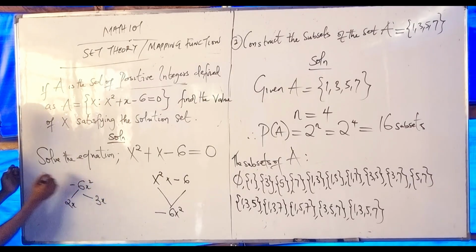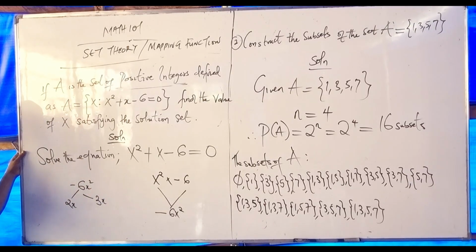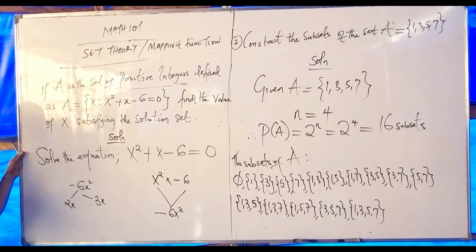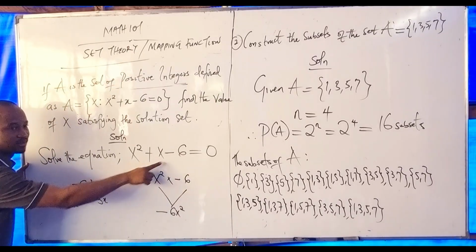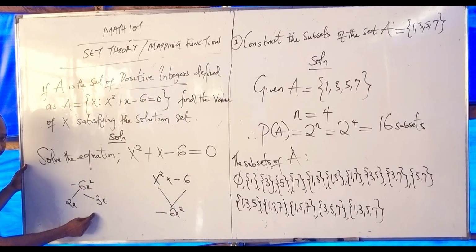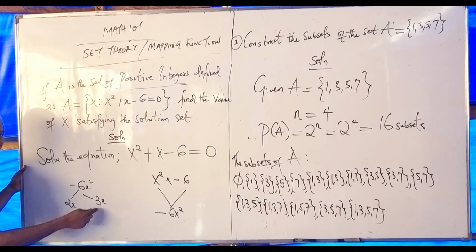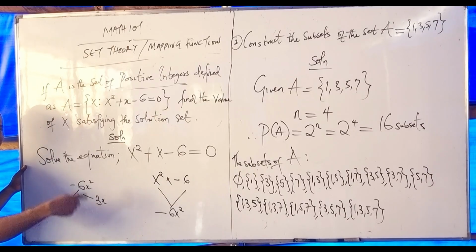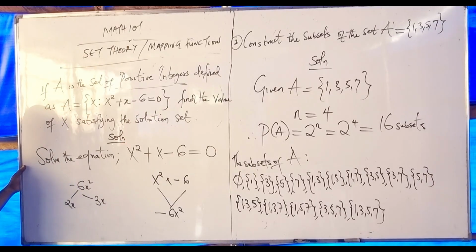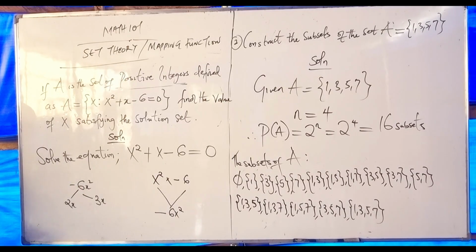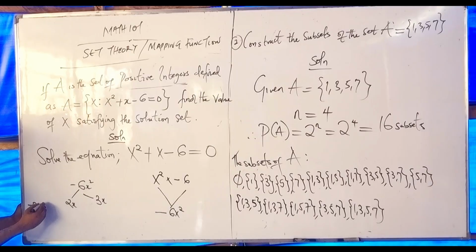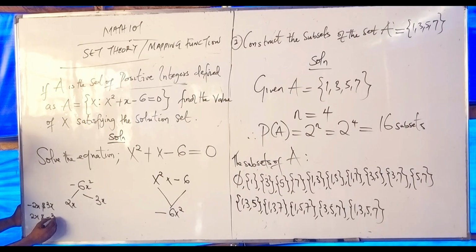Sorry, minus 6x squared. What is the condition here? We have to think of two numbers that when you multiply, will give you minus 6x squared. But when you add them, you have X. So how do you play along this? Will it be minus 2x plus 3x, or minus 3x plus 2x? Minus 2x and 3x, or 2x and minus 3x? Which one?